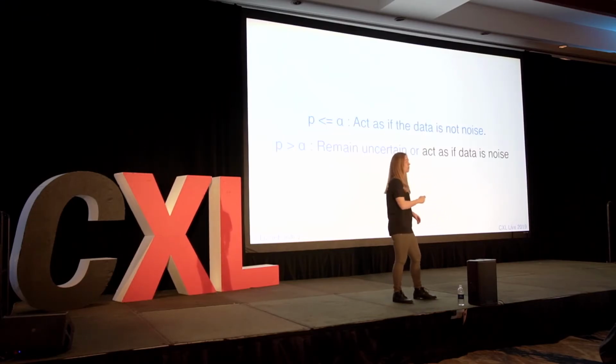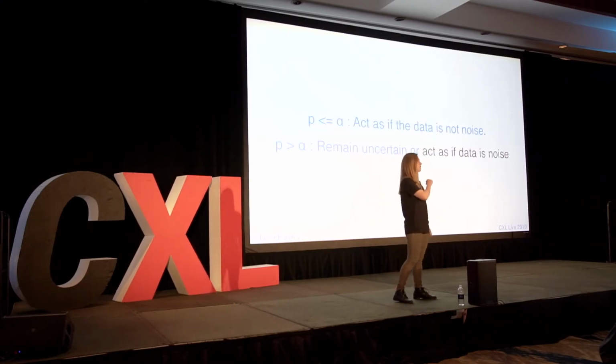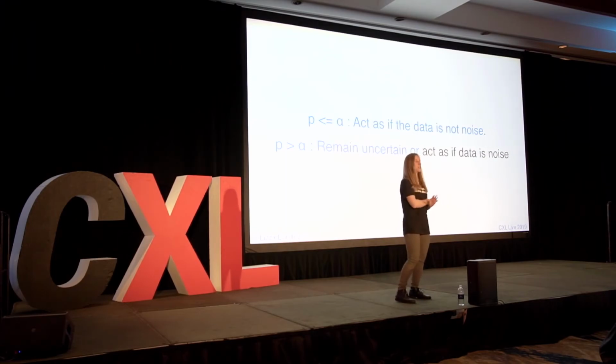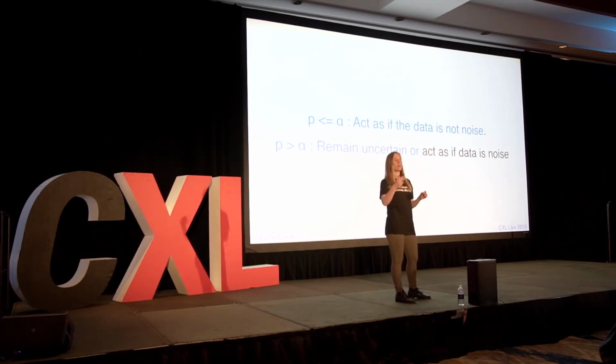So if you want to avoid this ghost, then just follow these two simple guidelines. If that p-value is below that preset threshold, then that's great. You've got evidence to reject that null hypothesis. You can say that you've really measured something. But if the p-value is above the threshold, even if it's very slightly above, the only thing that you can safely do is to remain uncertain and to act as if that data is noise. It's either significant or it isn't.